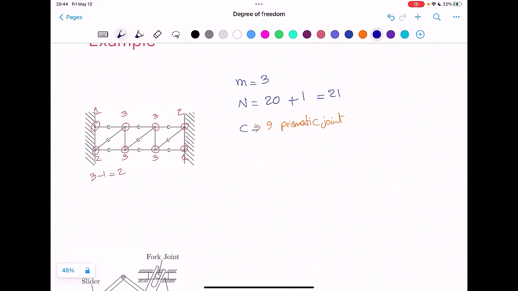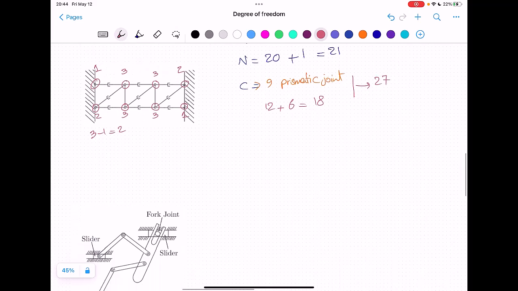Now we have 3, 3, 3, 3, which is 12, and 12, 2, 2, 2, which is 6. So 12 plus 6 is equal to 18. And 18 plus 9 is equal to 27. So we have 27 joints. But it doesn't mean that the constraint number is equal to 27.